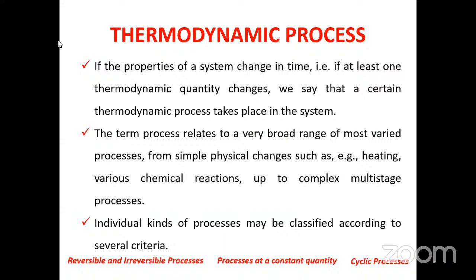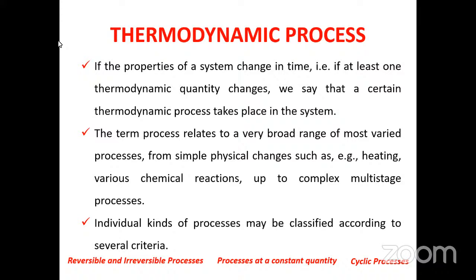Thermodynamic process. If the properties of a system change in time, if at least one thermodynamic quantity changes, we say that a certain thermodynamic process takes place in the system. The term process relates to a very broad range of most varied processes, from simple physical changes like heating, to various chemical reactions, up to complex multi-stage processes. So that's what process means. Simple heating, or chemical reactions, or even combinations of several chemical reactions in different stages, you have processes.